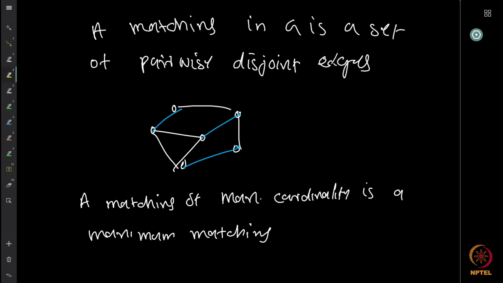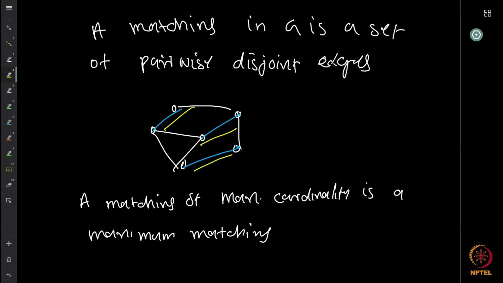Now a matching of maximum cardinality is called a maximum matching. So one can prove the maximum matching in this graph is 3, because every matching uses 2 vertices, so of course you cannot have more than floor of n by 2 edges in any matching. So that is immediately clear. So a matching of maximum cardinality is a maximum matching in the graph.